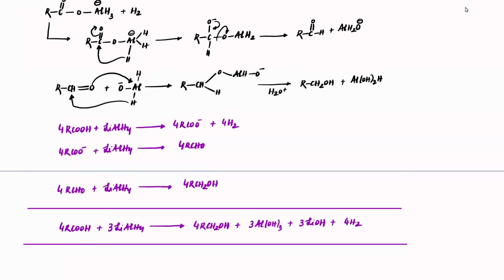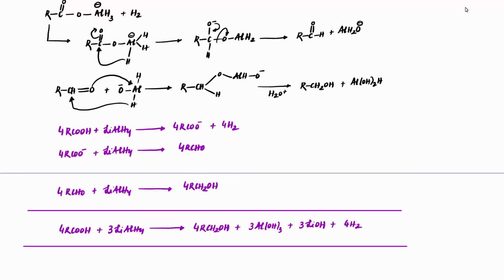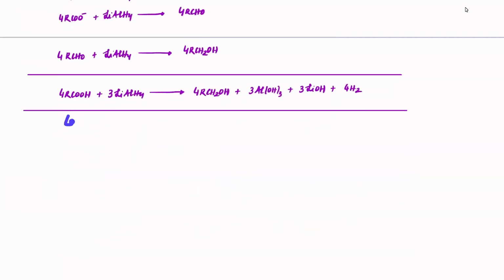And I discussed how the mechanism works, and you notice that the ratio at which the carboxylic acid and lithium aluminum hydride reacts is approximately 4 is to 3. This is the minimum ratio that is required for it. Okay.